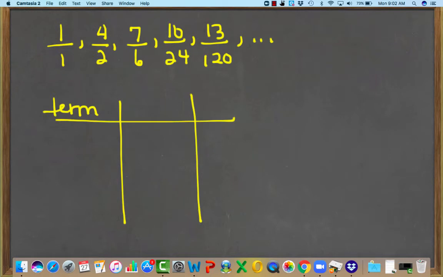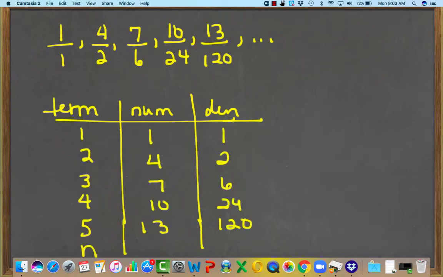So I'm still going to make my table, but I'm going to divide it up into numerator and denominator and kind of make it a twofold table. One to help me find the formula for the numerator and one for the denominator. Let's focus on the numerator first.